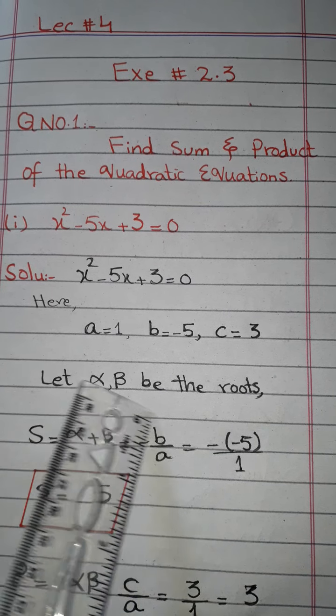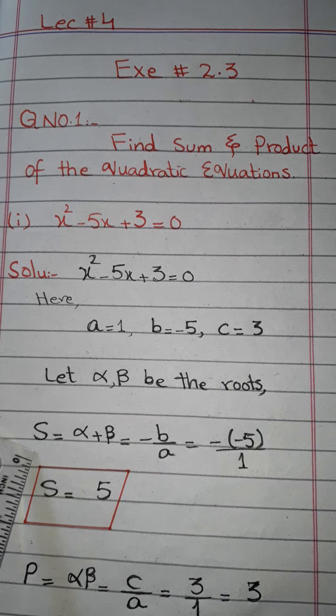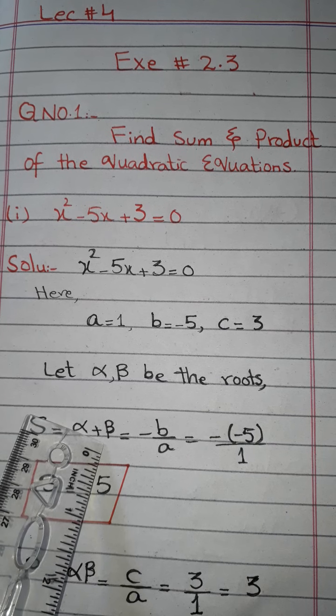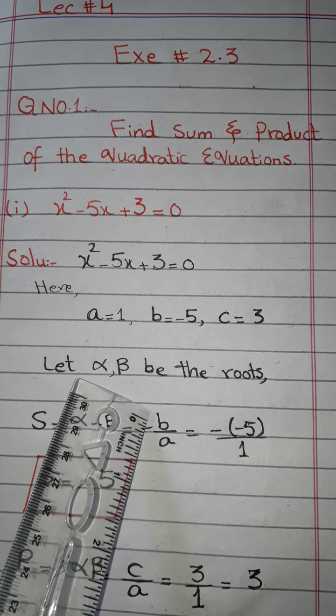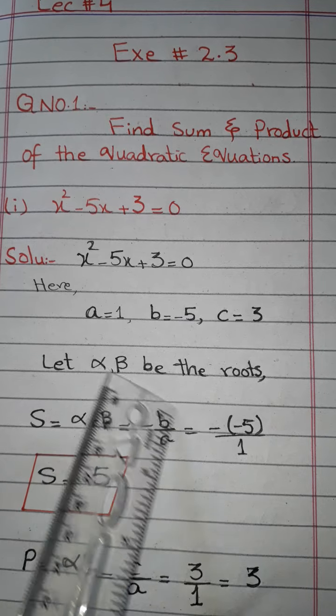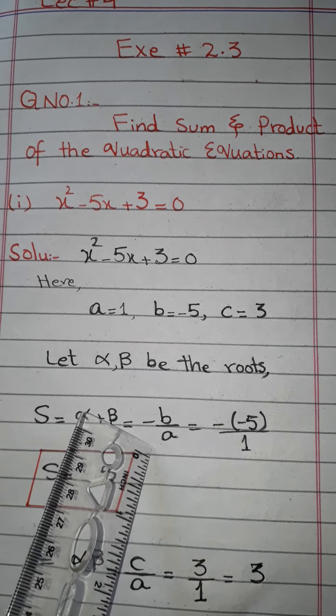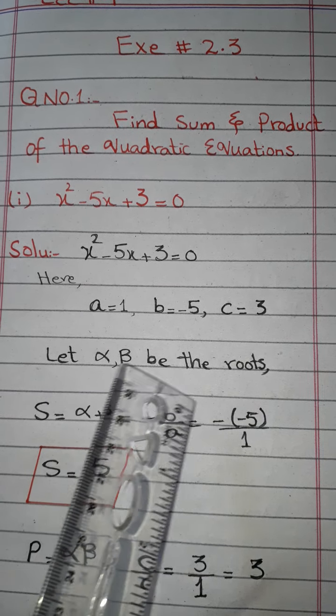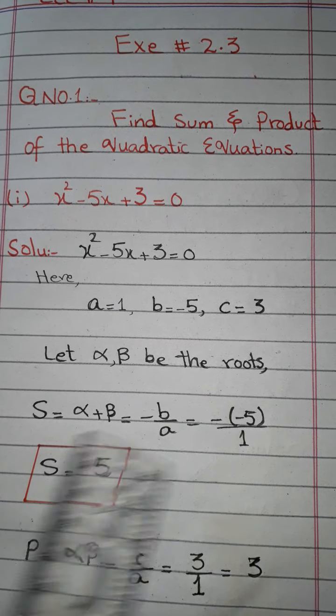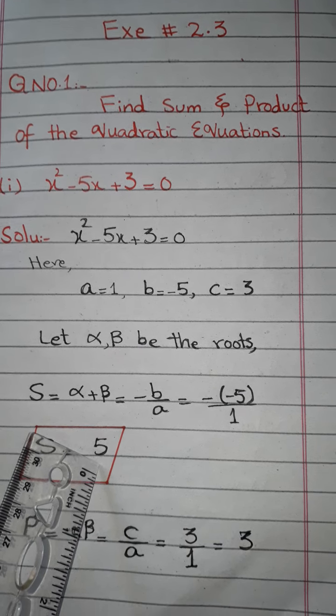Let alpha beta be the roots, then sum of roots, that is alpha plus beta, which is equal to minus b by a. It's the formula of S, means sum of roots, minus b by a. Put the values of b and a, we get S is equal to 5.